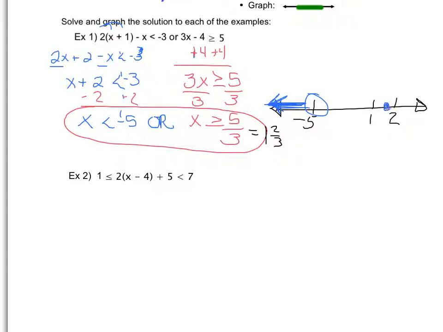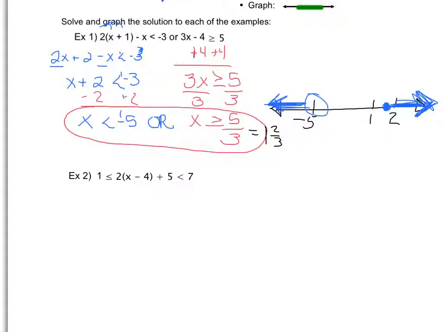So just before the 2, between the 1 and the 2. And if I read the variable first, I have x is greater than or equal to 5/3. So I shade to the right. And there is the graph that corresponds with my solution. So again, with OR, I solved each one separately and graphed them together.